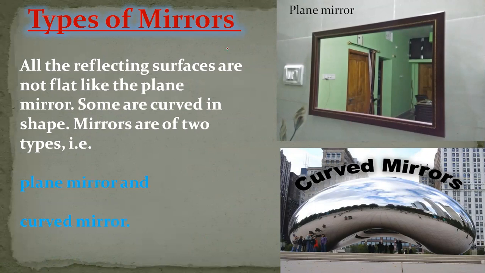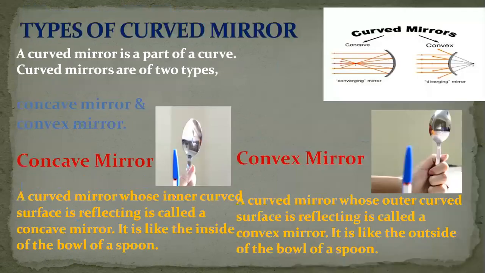We know that all reflecting surfaces are not flat. If they are flat, they are called plane mirrors, and some are curved in shape like this. You can see here a very big mirror placed. Those are called curved mirrors. Plane mirrors we have talked about in all previous lectures. Right now we are going to see curved mirrors. So what are curved mirrors? A curved mirror is actually a part of a curve, bent like this. We will study two main types, that is concave mirror and convex mirror.